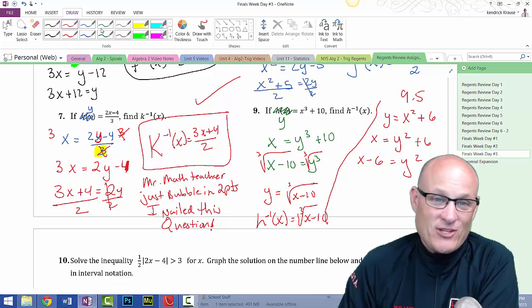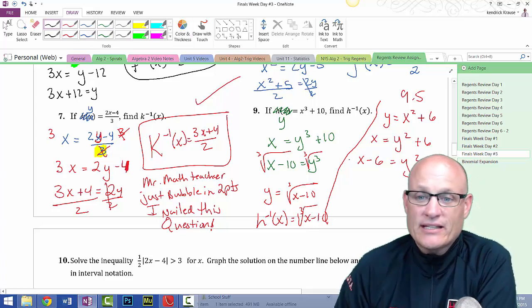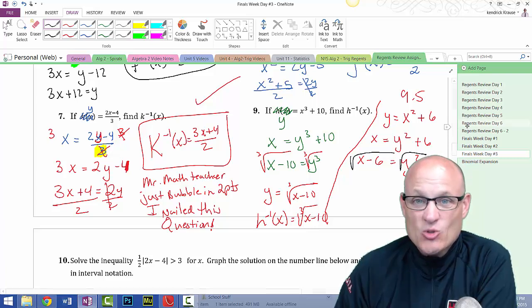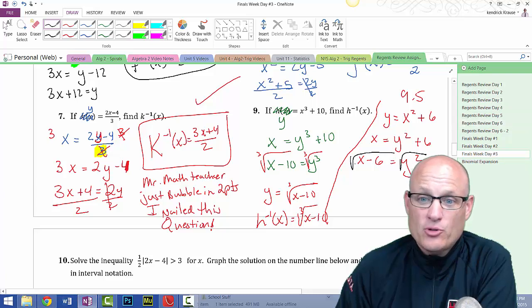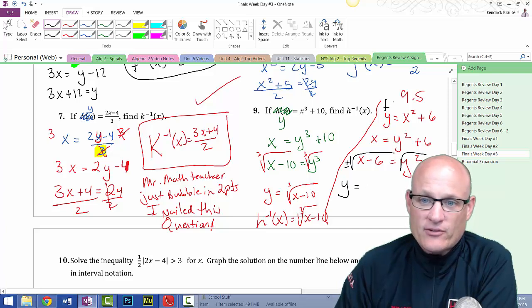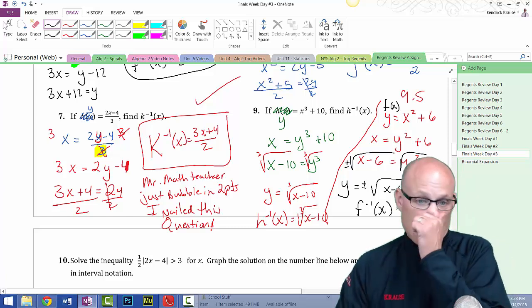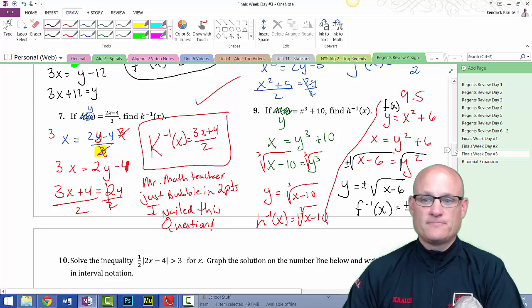Now in this problem, you have to do something ever so slightly different. In order to get rid of the squared, I'm going to take the square root. But with square roots, with even roots, you must put a plus or minus. So y is equal to, and let's say I originally called this f of x, y is equal to plus or minus the square root of x minus 6. Or, as your final answer, f inverse of x is equal to plus or minus the square root of x minus 6. So make sure that when you're taking the square root, you put a plus or minus.